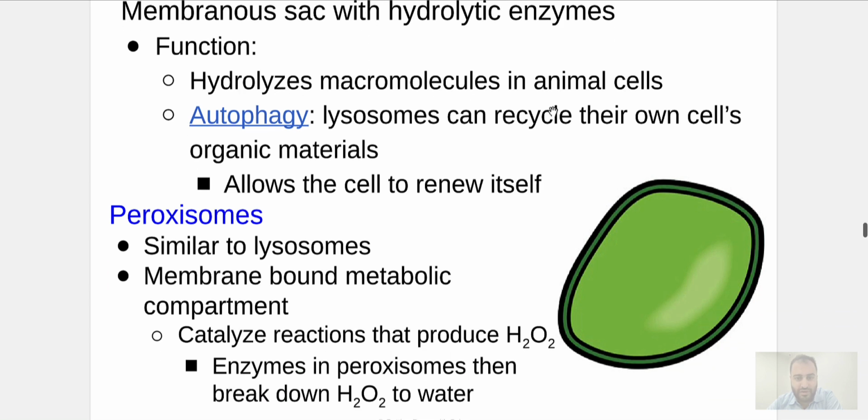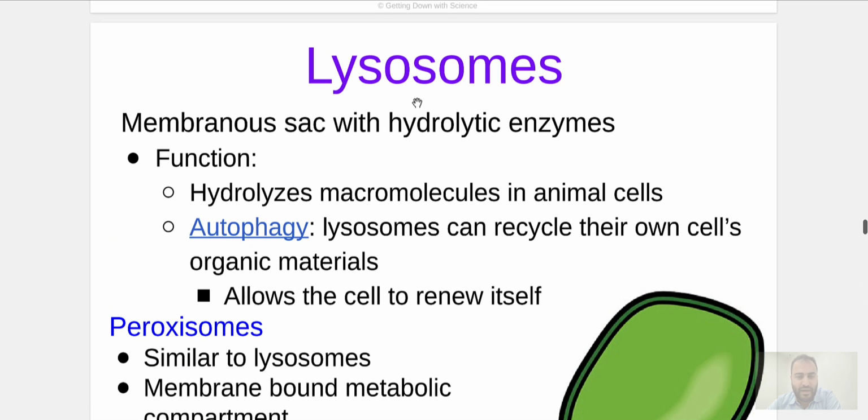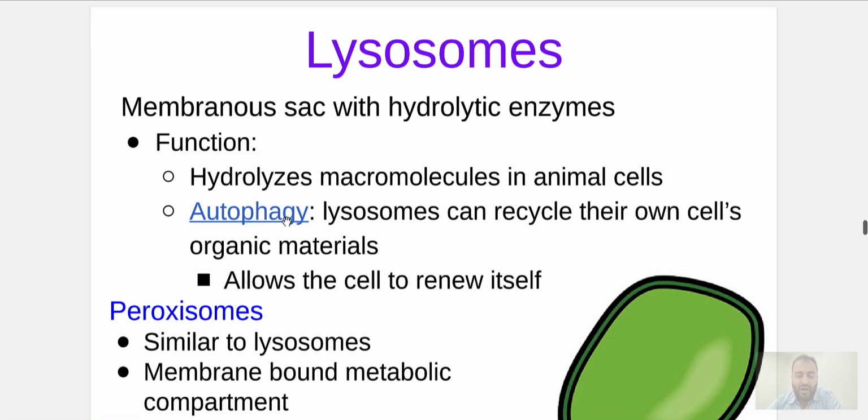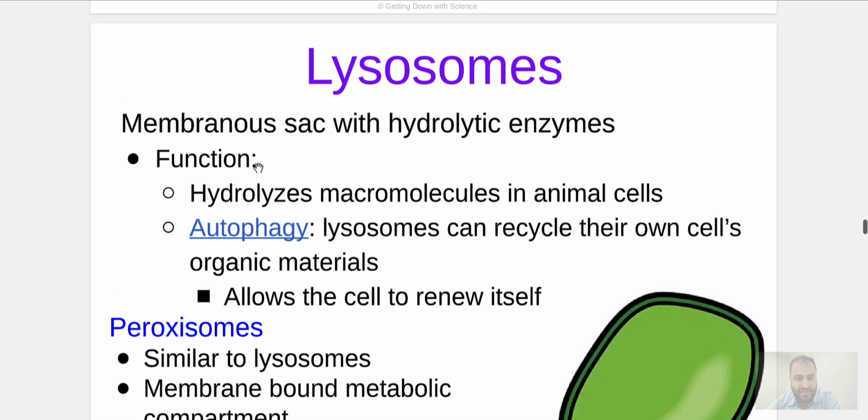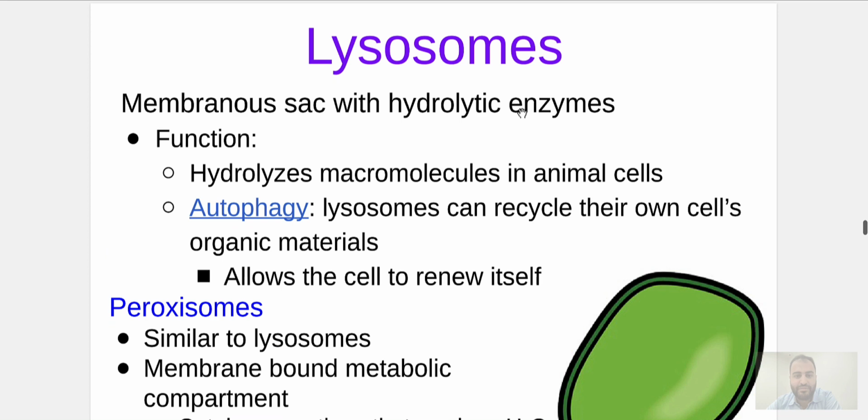So they hydrolyze macromolecules, and there is one important process that happens in the lysosomes, which is autophagy. Autophagy is like having a hoover or a vacuum cleaner in the cell that cleans or removes all the waste and recycles it. Auto means self. So the cell is going to break down something not coming from outside, not a bacteria, not a food molecule, no. It will break down its own organic material that is not needed anymore and recycle it. So it allows the cell to renew itself. This is a process that happens in the lysosome by enzymes produced in the lysosome.